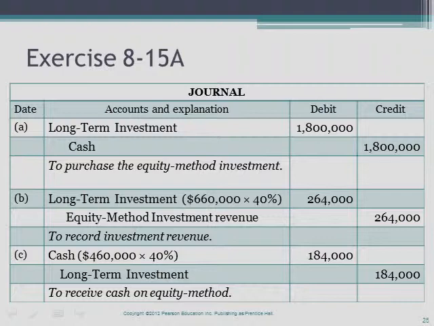Item B records the portion of Simpson Software's net income. And so they declared net income of $660,000, 40% of which was ours based on our ownership percentage. So we debited our long-term investment for another $264,000 and recorded equity method investment revenue of $264,000. And then we record our 40% share of the $460,000 dividend paid, or item C. So we receive cash of $184,000 and debit the cash account and credit the long-term investment account for $184,000.